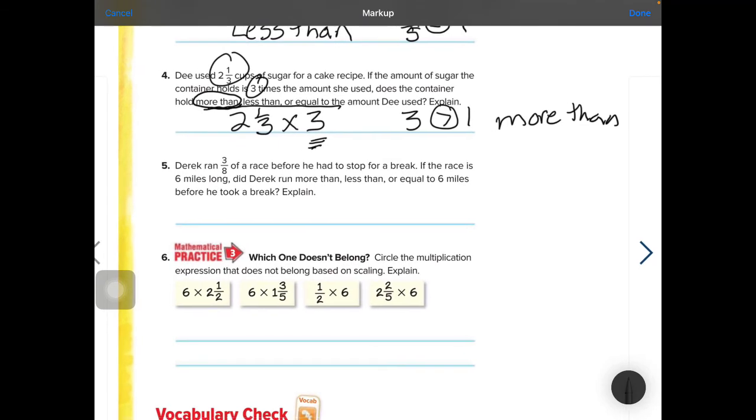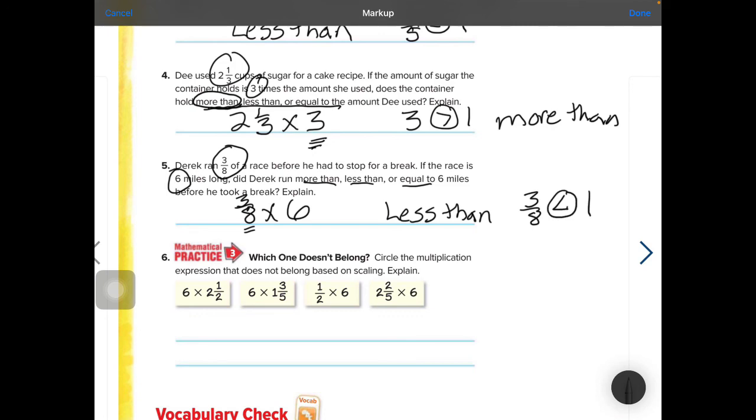Number 5, Derek ran 5/8 of a race before he stopped for a break. If the race was 6 miles long, did Derek run more than, less than, or equal to 6 miles before he took a break? Explain. Okay, so 5/8 times 6. Looking at this number, is that greater than, less than, or equal to 1? It's less than, right? So less than. And they want us to explain, we can say that 5/8 is less than 1.